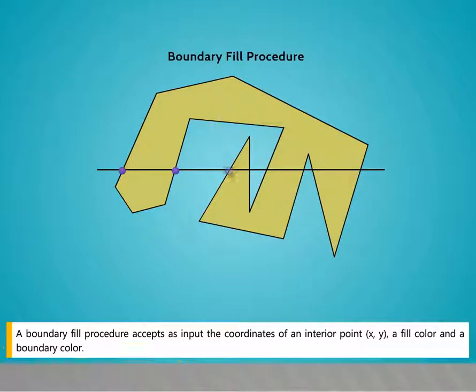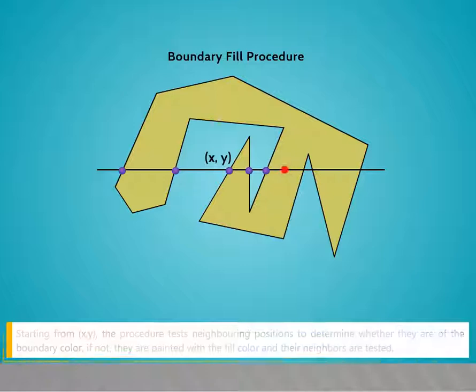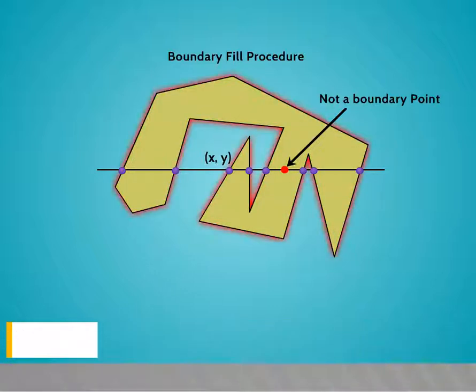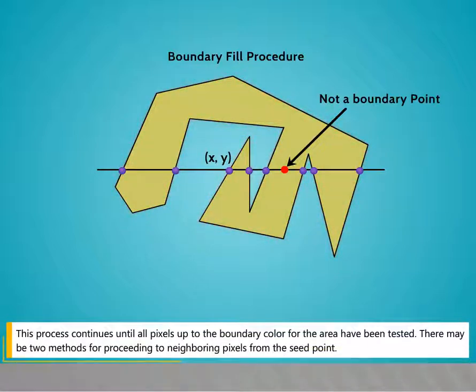A boundary fill procedure accepts as input the coordinates of an interior point x, y, a fill color and a boundary color. Starting from x, y, the procedure tests neighboring positions to determine whether they are of the boundary color. If not, they are painted with the fill color and their neighbors are tested. This process continues until all pixels up to the boundary color for the area have been tested. There may be two methods for proceeding to neighboring pixels from the seed point.